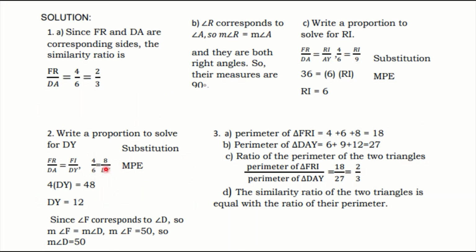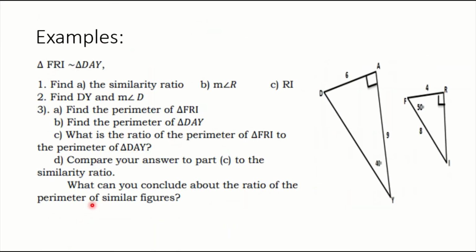So, 4 over 6 is equal to 8 over DY. Then, cross-multiply ulit natin or means extremes product law. So, that would be 4 DY is equal to 48. DY is equal to 12. 48, diba? Divide natin siya by 4. The answer is 12. Another one, question, the measure of angle D.